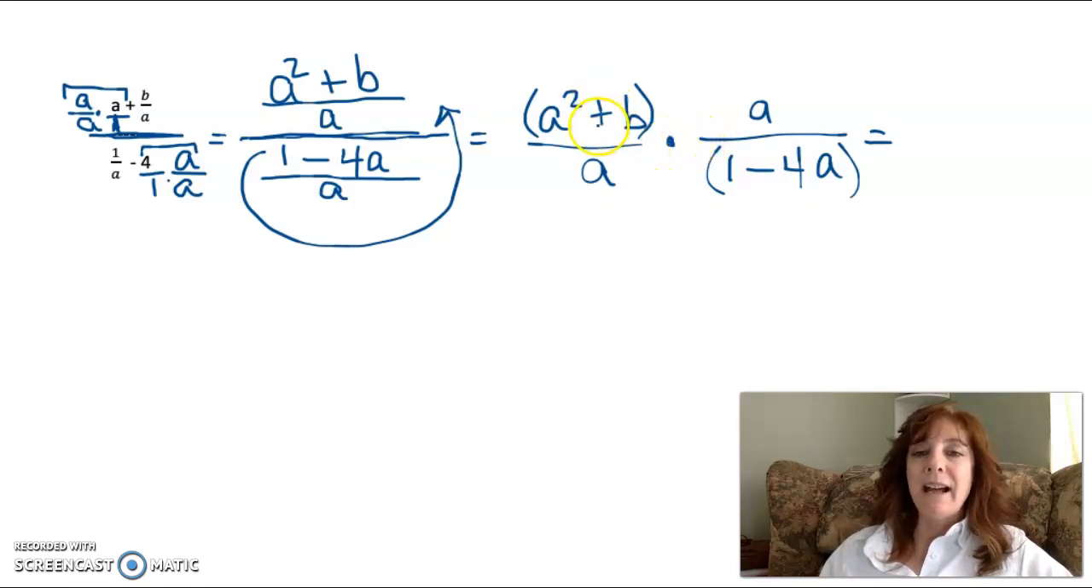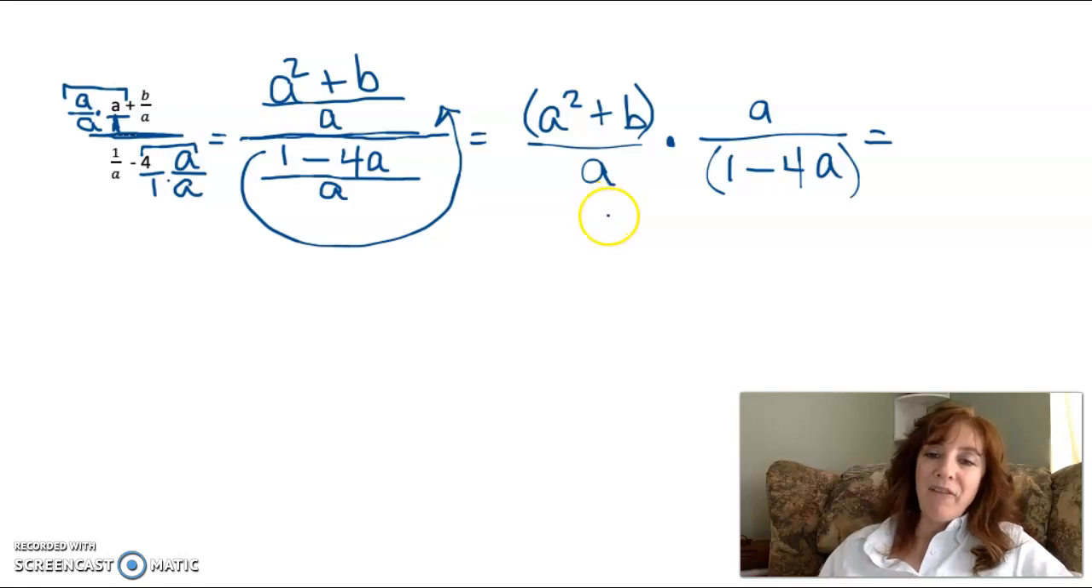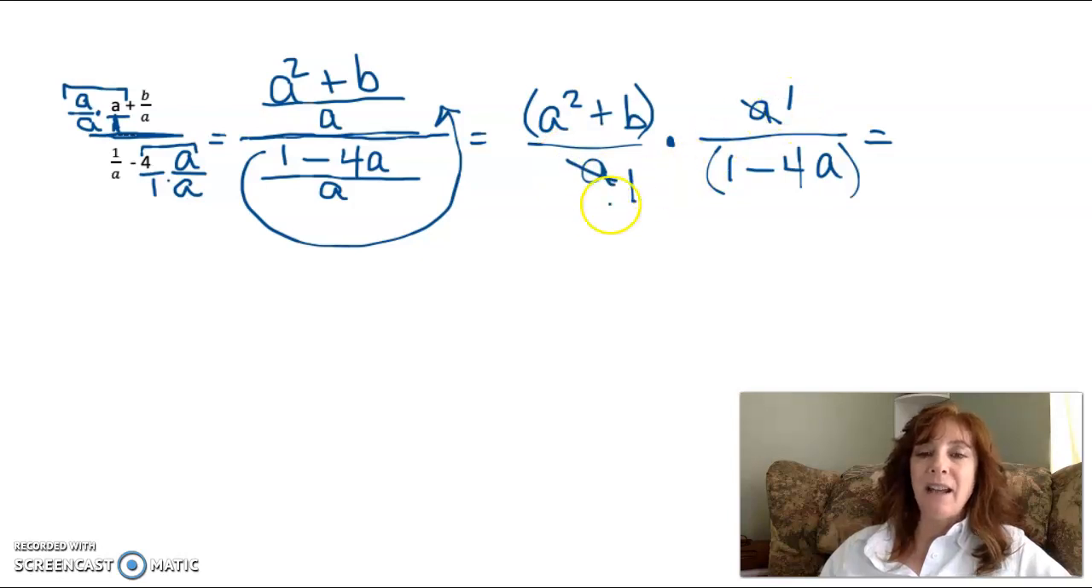I can recognize that I have a factor a in the numerator and a factor a in the denominator. We reduce fractions by finding what we can divide into the top and into the bottom. A divided by a is 1, and a divided by a is 1. I divided the top and bottom by the same term a.